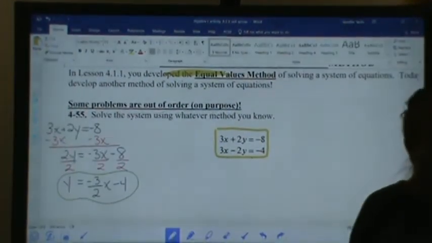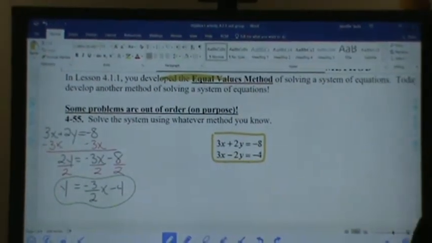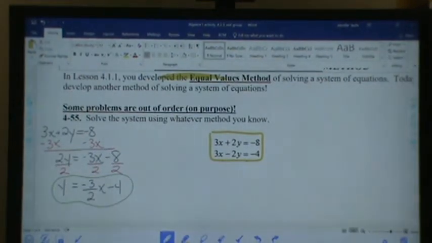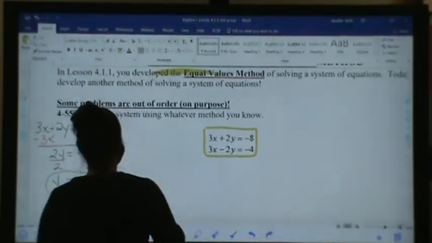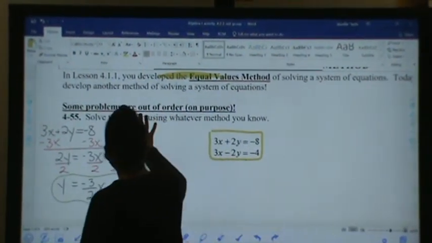Now notice, I have not done anything to solve the problem. The only thing I've done is I've made this look like y equals mx plus b. That's it. I've just rearranged all the pieces and said, okay, that's what the first one is.